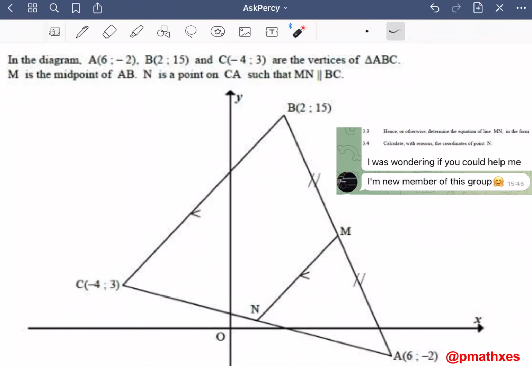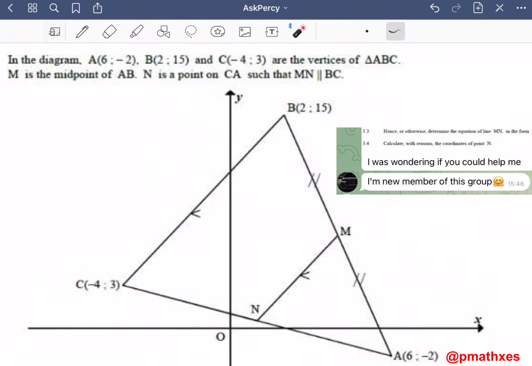In the diagram, there is point A, which has coordinates 6 and -2, and there's point B, which has 2 and 15. And there's point C, which as well has -4 and 3.